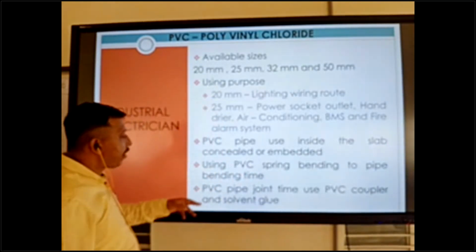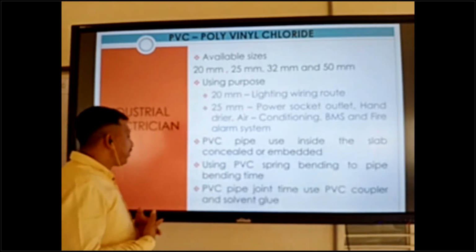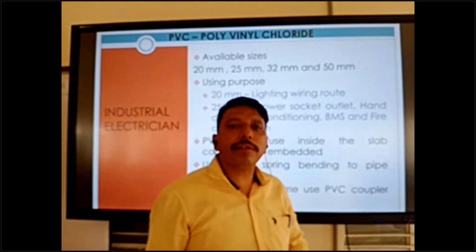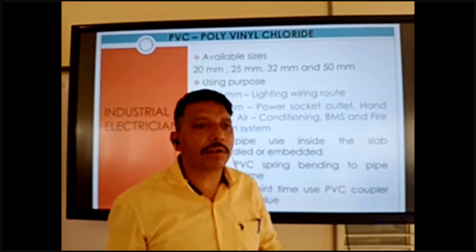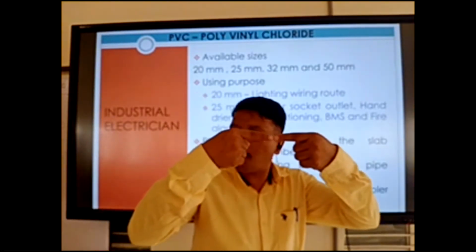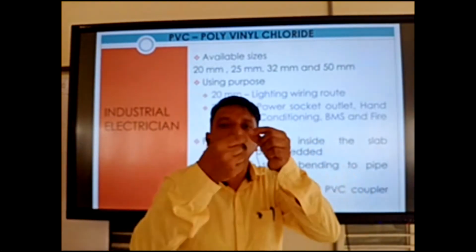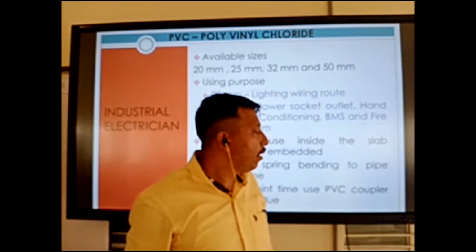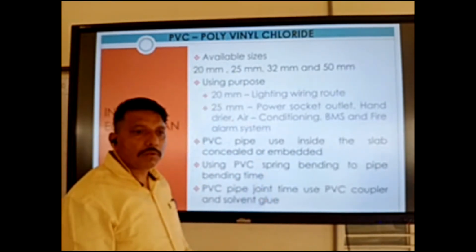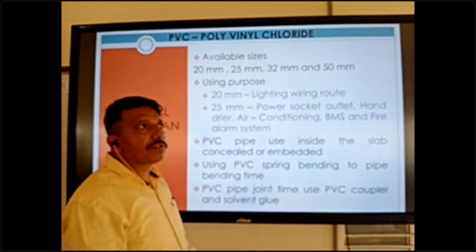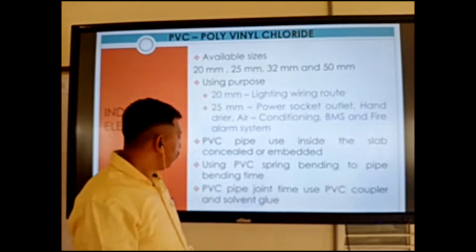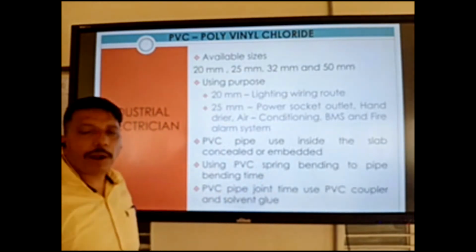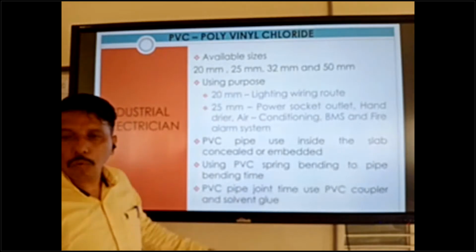Next one, for PVC pipe joints, use a PVC coupler and solvent glue. One pipe standard length is 3 meter, as I already told you. So to join one pipe to another pipe, we can use a joining coupler with PVC solvent glue.